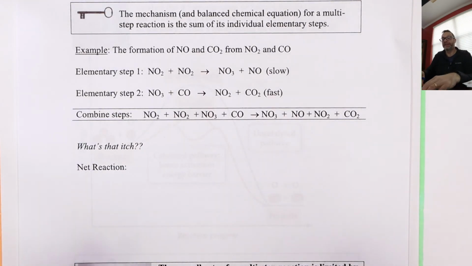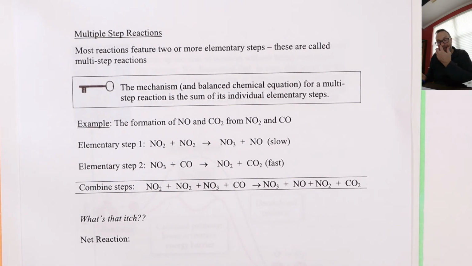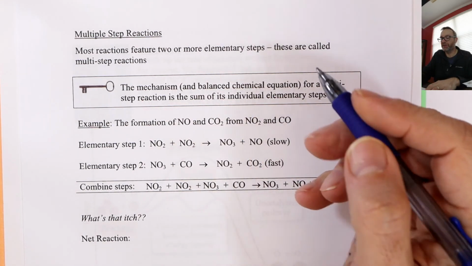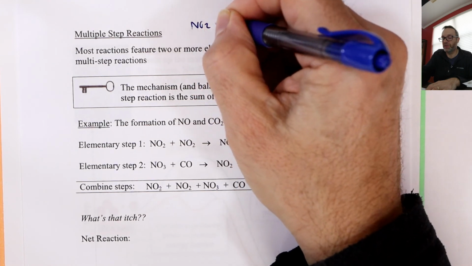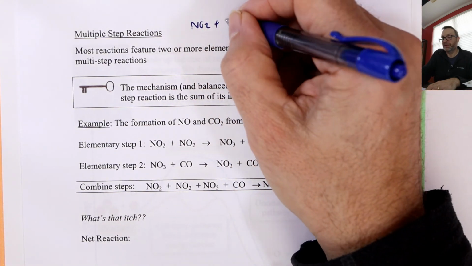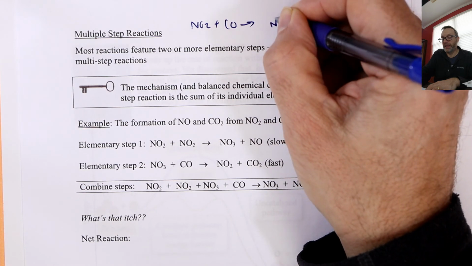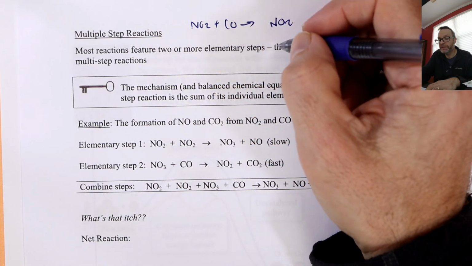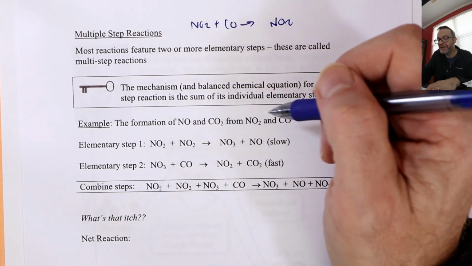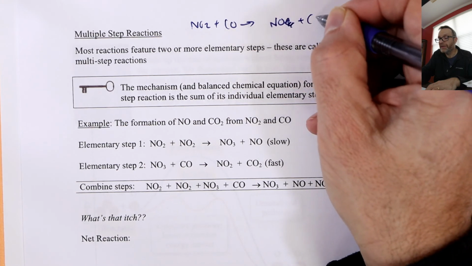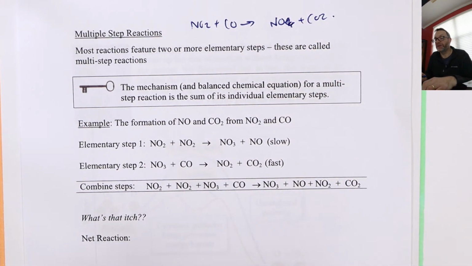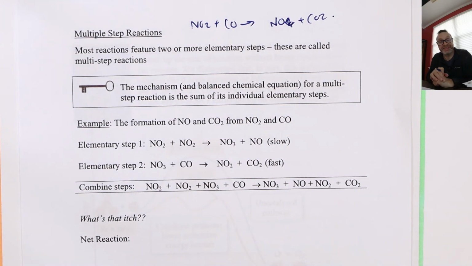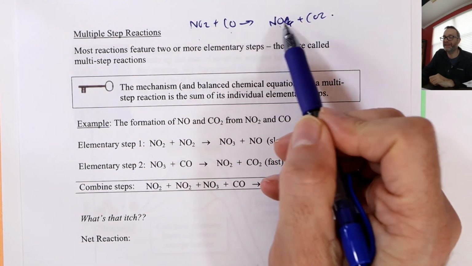Okay. All right, so now here's a multi-step reaction. Most reactions, to be honest, are multi-step, yeah? So we have this reaction, right? The formation of NO and CO2 from NO2 and CO. So NO2 plus CO turns into NO and CO2. All right, so just basically swapping an oxygen between the two, right? That's what it looks like. It looks like these two things bump together and make these two things, right?